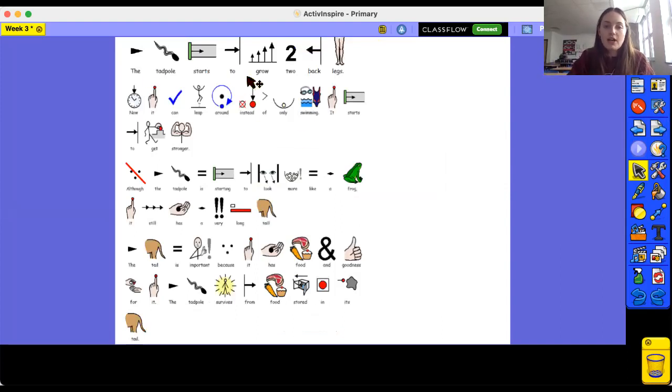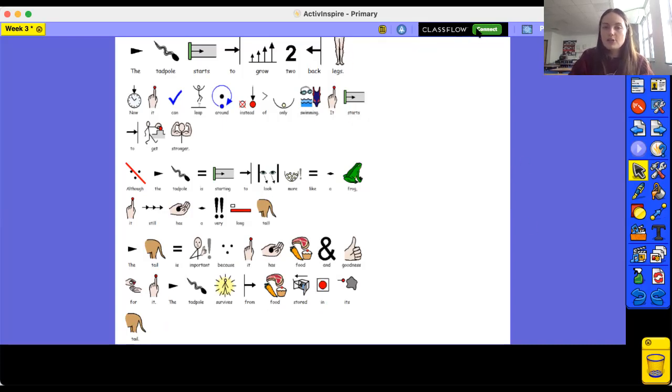The tadpole starts to grow 2 back legs. Now it can leap around instead of just swimming. It starts to get stronger. Although the tadpole is starting to look more like a frog, it still has a very long tail. The tail is important because it has food and goodness for it. The tadpole survives from the food stored in its tail.